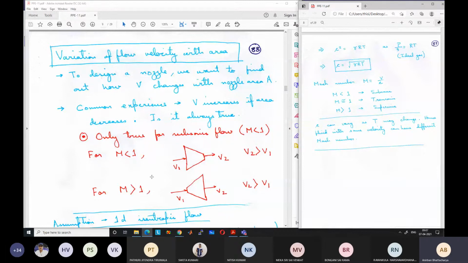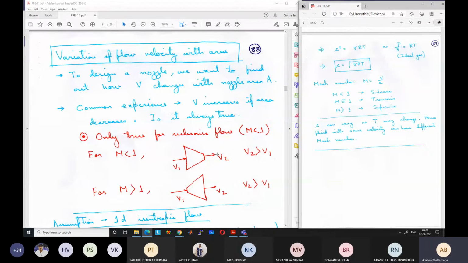So if you want to go from Mach number less than 1 to Mach number greater than 1, you have to add these two sections together. You should have a convergent section below Mach number 1 where the velocity goes up to Mach number 1, and then you should have a divergent section where the velocity goes beyond Mach number 1 and goes to supersonic values. It's very counterintuitive.